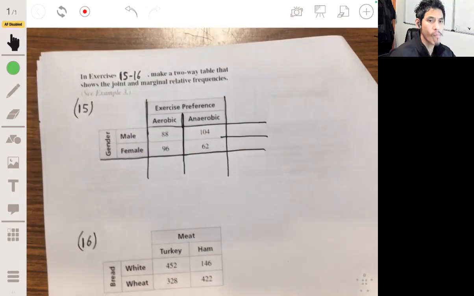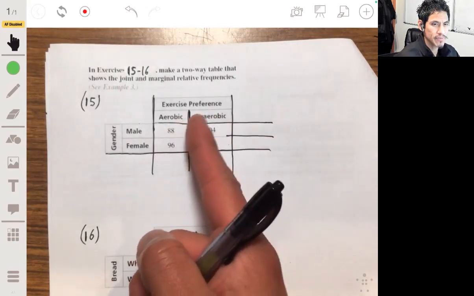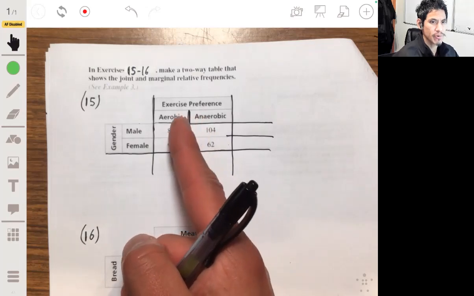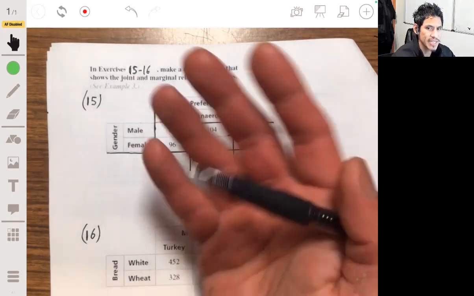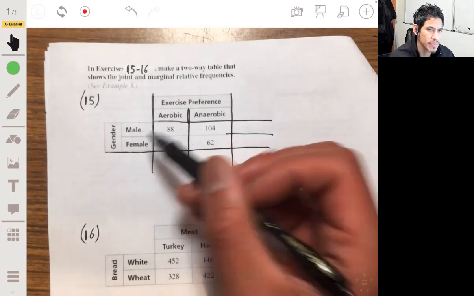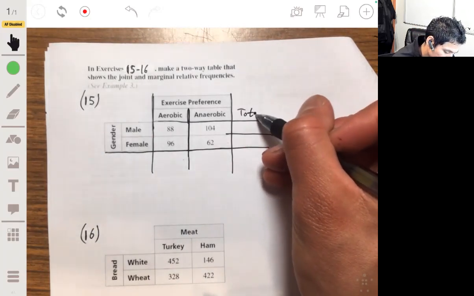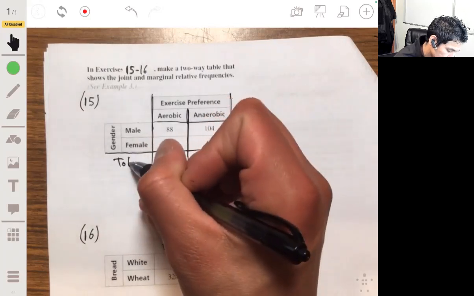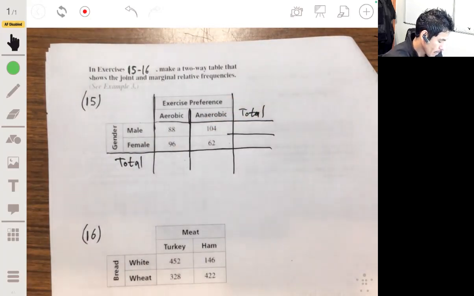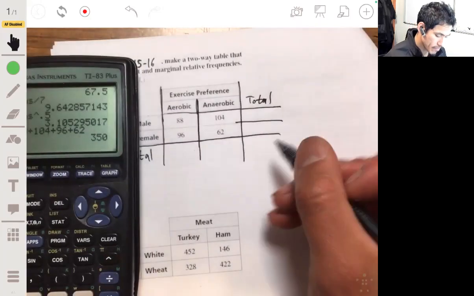So we have this table, and we got types of exercise performance or preference, aerobic and anaerobic, so like intense, whereas the other is more endurance, and gender, male, female. So what's the total? Well, let's first add all these guys up. So 88 plus 104 plus 96 plus 62, 350. That goes here.